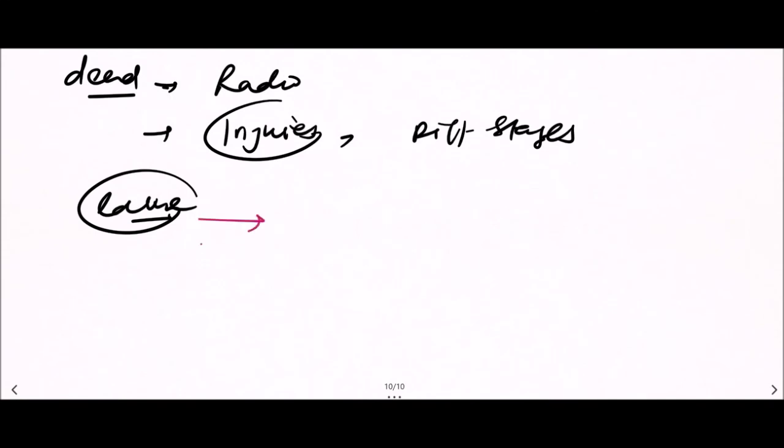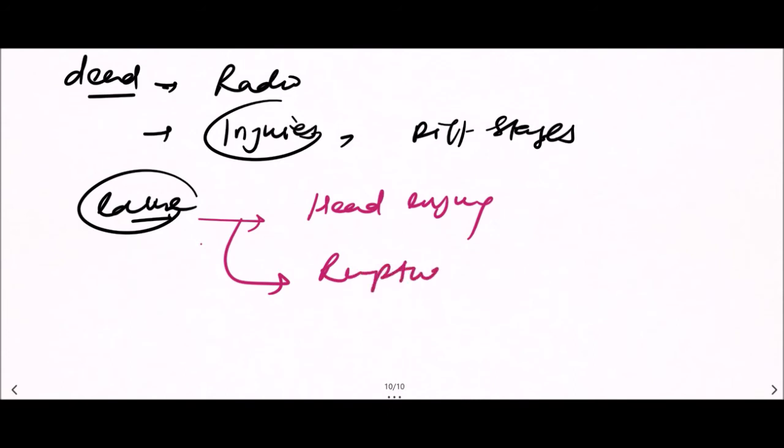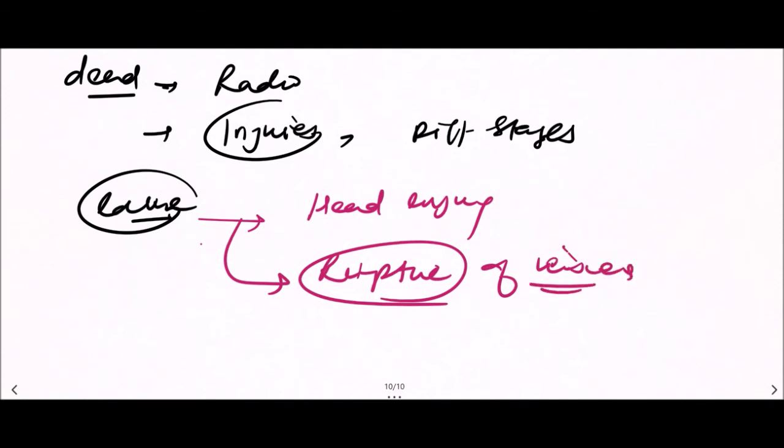So the most common cause is head injury, and the second most common cause is rupture of abdominal organs. So rupture of abdominal viscera is the second most common cause. So these are the causes of death in battered baby syndrome.